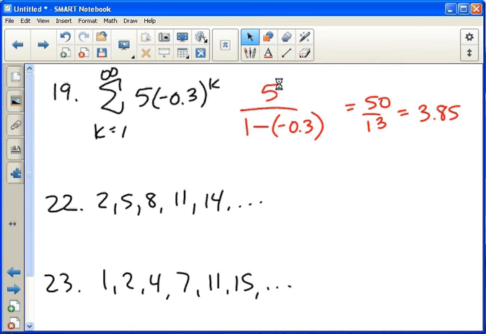Okay, 22 says identify whether the following are arithmetic, geometric, or neither. Okay, arithmetic sequences add the same number every time. Geometric, multiply by the same number every time. So let's just see if 22 is adding the same thing every time. Well, 2 plus 3 is 5, 5 plus 3 is 8, 8 plus 3 is 11, and 11 plus 3 is 14, so we appear to be perfect on that. They are adding 3 every time, so since you're adding the same thing, this would be arithmetic.